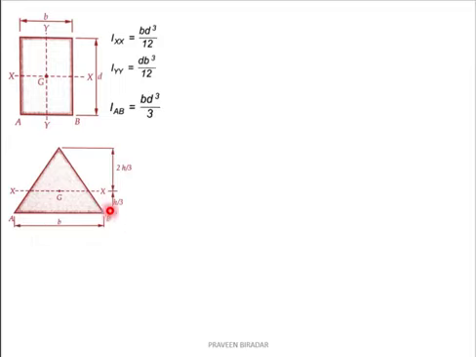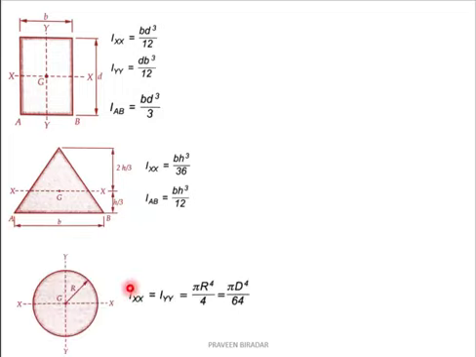And for a triangle, base is b, height is h. You know that the central x-axis is h by 3 from the base, and from the tip it is 2h by 3. So Ixx is bh cube by 36, and with respect to the base it is bh cube by 12.